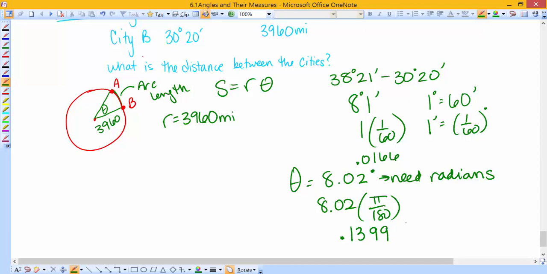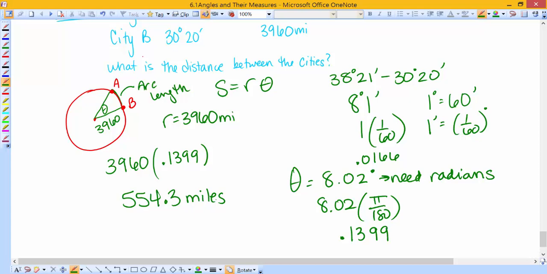So now I'm going to plug in. My radius is 3,960 miles, and my theta in radians is 0.1399. So now I'm going to multiply those two. And the two cities end up being 554.3 miles away from each other. So 8 degrees, you guys, ends up being a pretty big distance on our Earth.